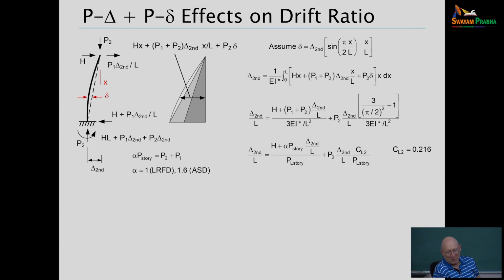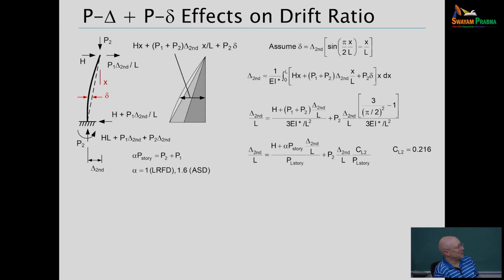Then the next equation there of delta second, you may recognize that it's really just a matter of doing moment area. Does everybody still do moment area in undergraduate analysis here? Okay, we don't sometimes. All right. So from there, if we just solve the integral, we get terms that look a lot like what we had before, but then the last term, P2 times delta second over L times other stuff that comes from the integration, the 3 divided by pi over 2 squared minus 1. And the value we get for that term in the square brackets is 0.216.